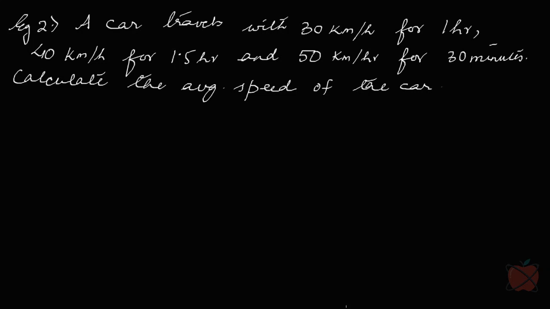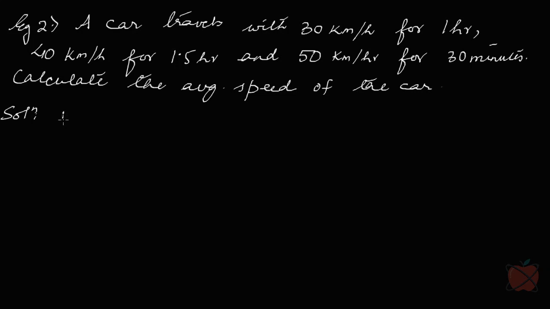In this second problem, we have a car that is traveling at 30 km per hour for 1 hour, 40 km per hour for 1.5 hours, and 50 km per hour for 30 minutes. Calculate the average speed of the car. Okay, so how do you do this? In this case, you see the speed of the car is given and the time is given. The distance is not given.